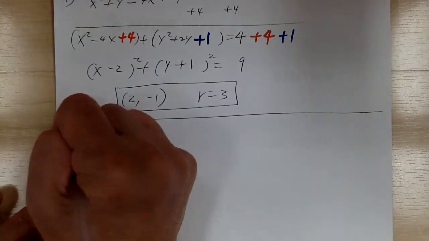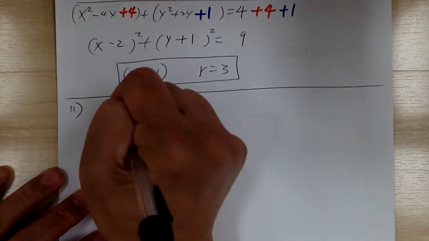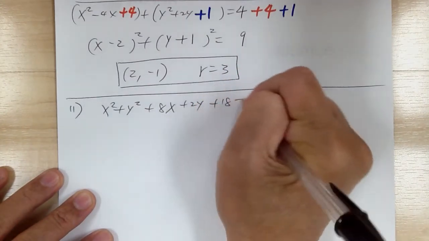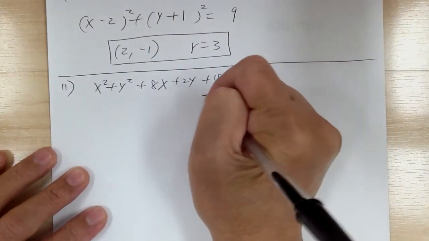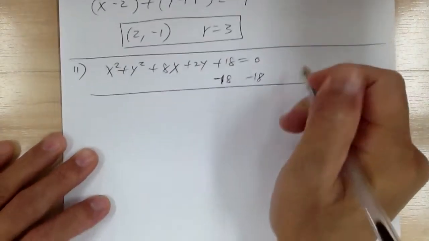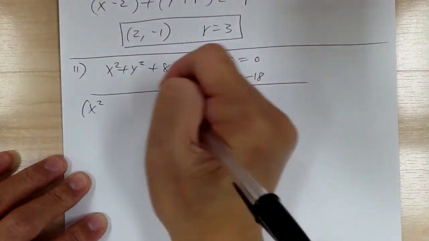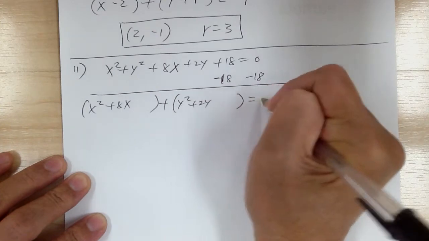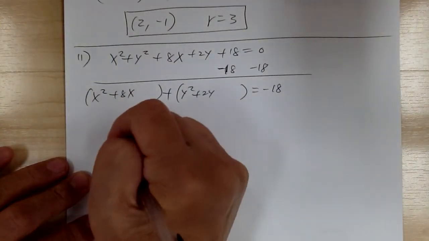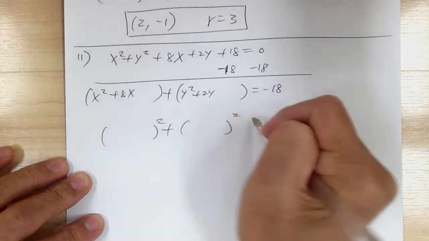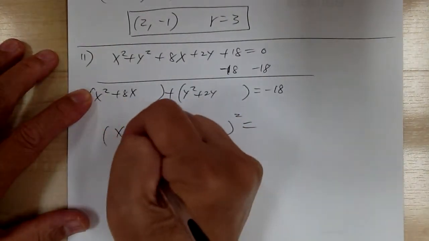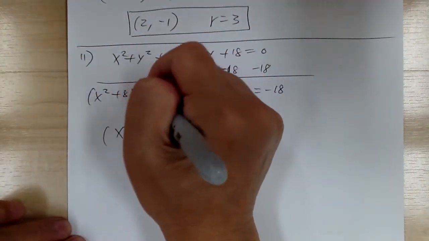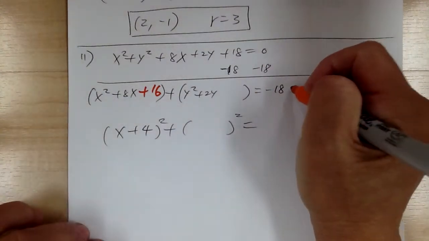Okay, let's go to 11. You've got x² + y² + 8x + 2y + 18 = 0. First, move this number over, so subtract 18 on both sides. And then you group your variables. Then get your template ready. From here you need to have an x; from this you're going to get plus 4, so 4 squared gives you plus 16. So you need to add 16 over here.